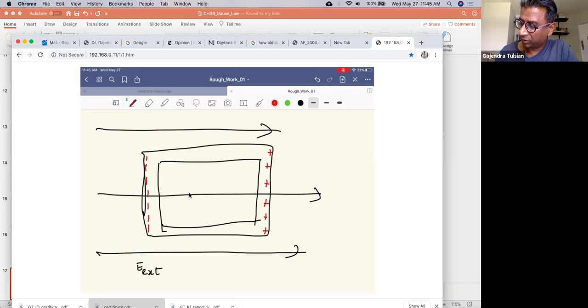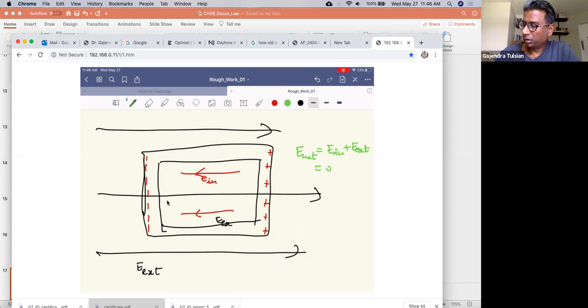I've drawn a rectangular surface. These charges will create an induced electric field in this direction. So this is the induced electric field. This is the external electric field. And the net field, induced plus external, will be 0.